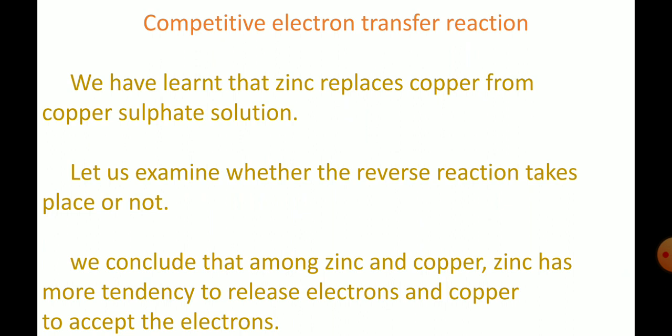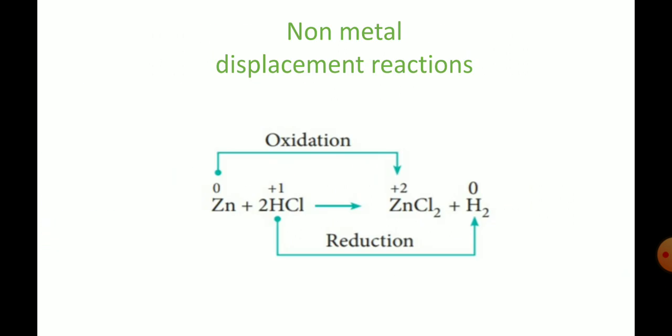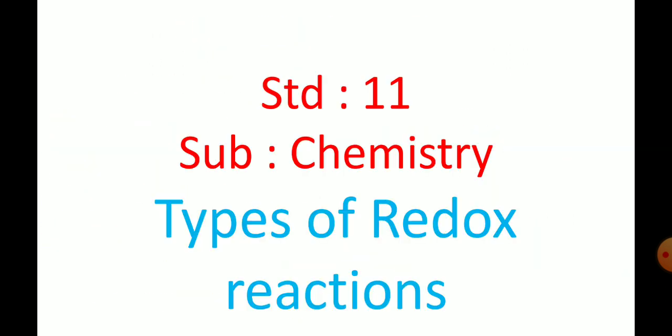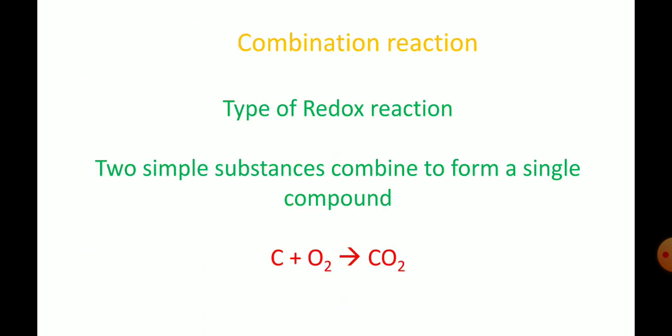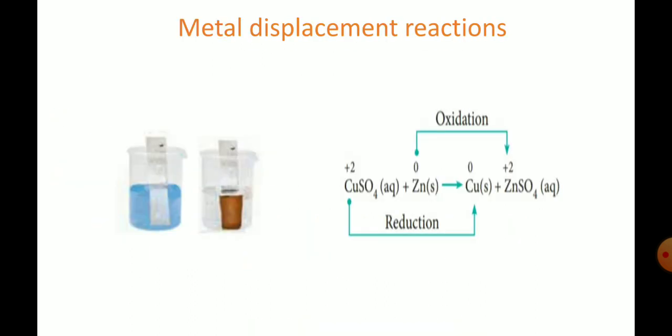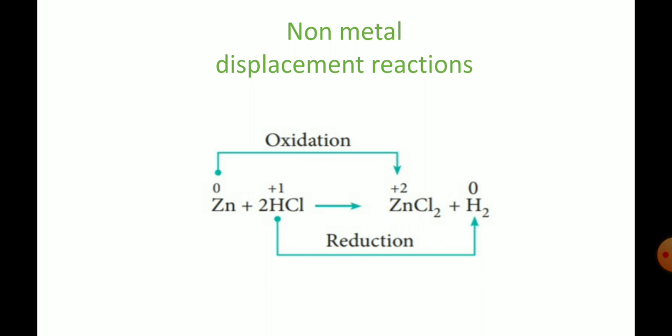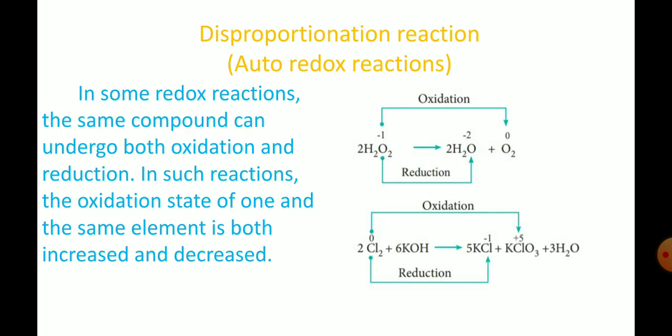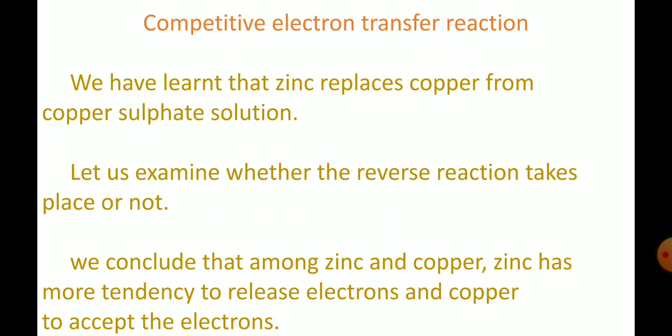For every atom they will have a different tendency to lose as well as gain electrons. That is called competitive electron transfer. Okay, so in this video, what are the things we have seen? The types of redox reactions. About combination reaction we have seen, then decomposition reaction, displacement reaction, metal displacement reaction, non-metal displacement reaction, auto-redox reactions, and finally competitive electron transfer.